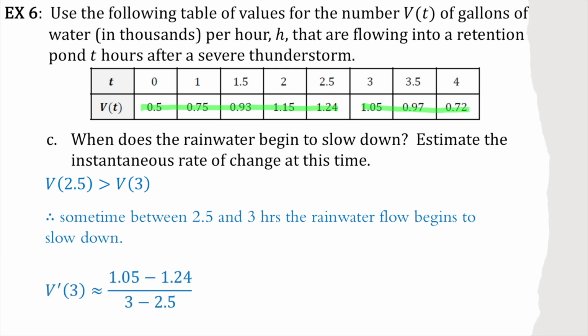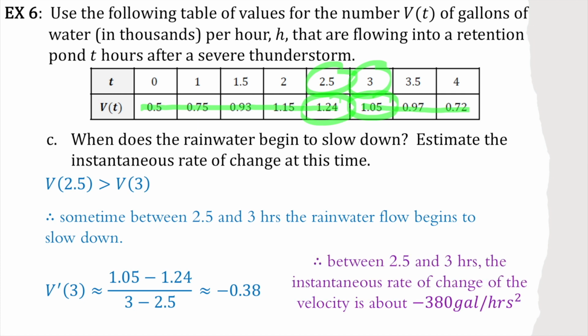If we want to estimate that, we'll just find the slope there. So V prime of 3 is approximately equal to maybe 105 minus 124 over 3 minus 2.5, negative 0.38. So between 2.5 and 3 hours, the instantaneous rate of change of the flow is about negative 380 gallons per hour squared, because remember, this is a rate of a rate. So again, derivative is not just straight line motion. Derivative just applies to all kinds of stuff out there in the real world.